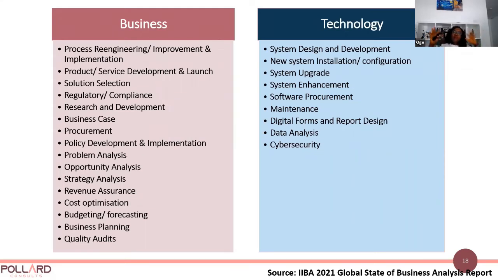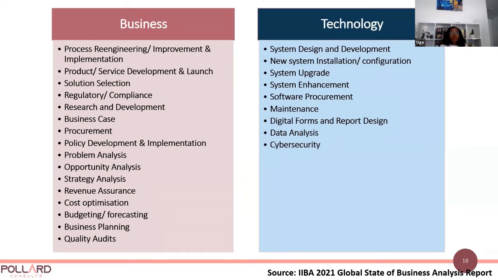So I grouped it into two. We have business and then we have technology here. In the business part, the typical business analysis work you would have is business reengineering, process reengineering or improvement initiative. That's business analysis work. It could also be that you are designing and launching a new product. For you to be able to do this from start to finish, you would have to do business analysis work.